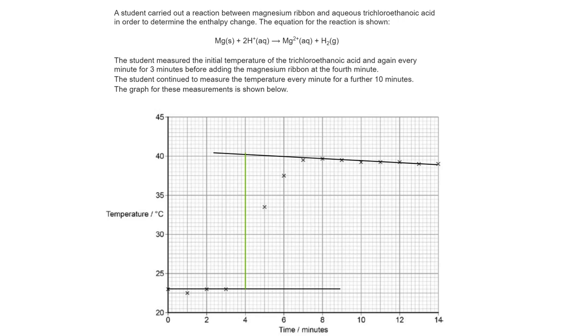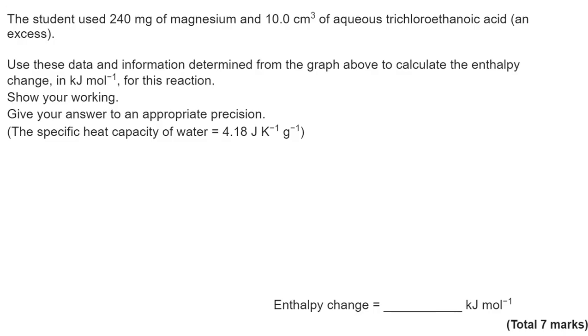Now, when I do that, I get to a delta T value of 17 because I've got a maximum temperature there of 40 and I started at 23. Now you've got your delta T of 17, have a go at the rest of the calculation, and when you're ready, unpause and move on.